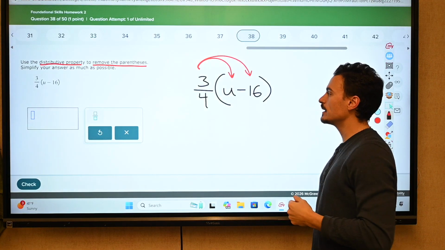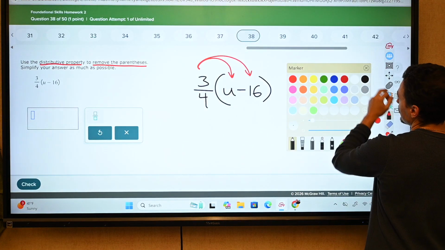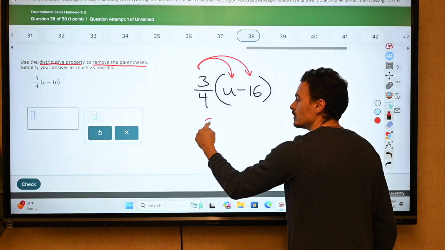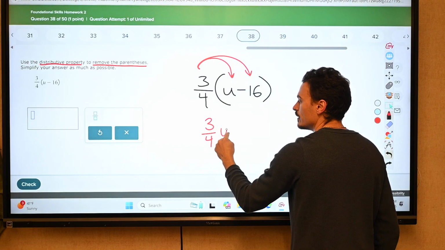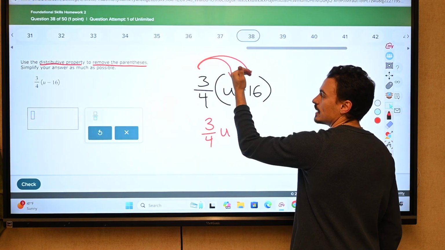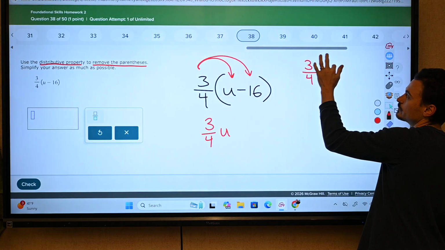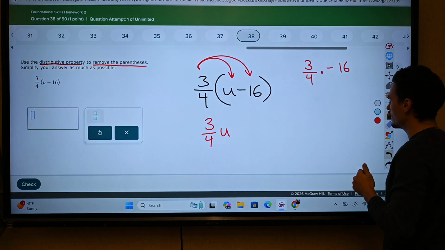So what I like to do is I like to take my terms. So I do 3/4 times u, which gives you 3/4 u. And then right here I need to do 3/4 times -16. So I'm actually going to do that off to the side, so I can keep track of my work.